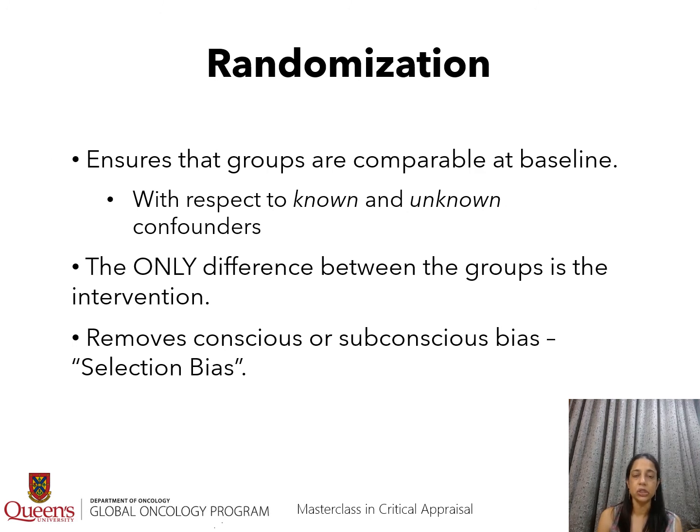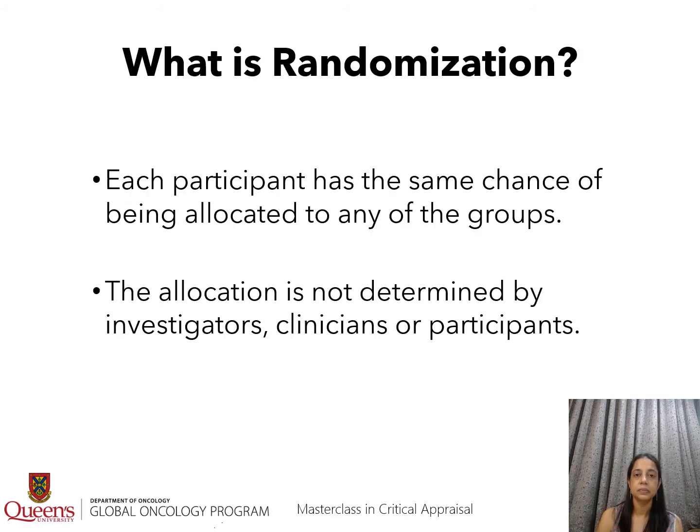Randomization is a technique to ensure that groups in a study are comparable at baseline with respect to known and unknown confounders. The only difference between the groups is the intervention. Randomization removes conscious and subconscious biases, which could have otherwise resulted in a selection bias. With randomization, each participant has the same chance of being allocated to any of the groups. The allocation is not determined by investigators, clinicians, or participants.